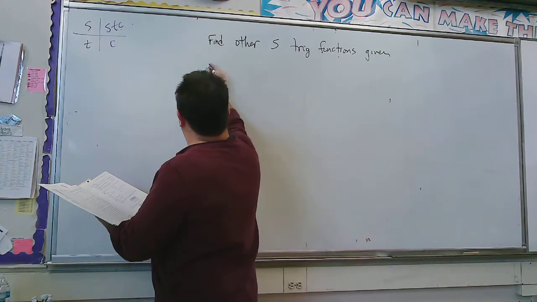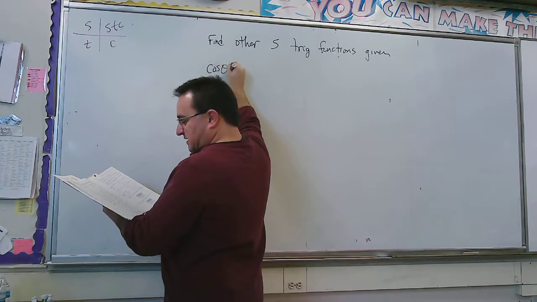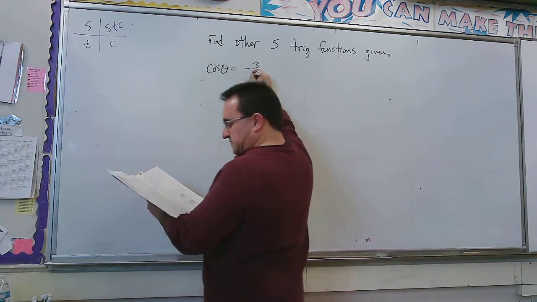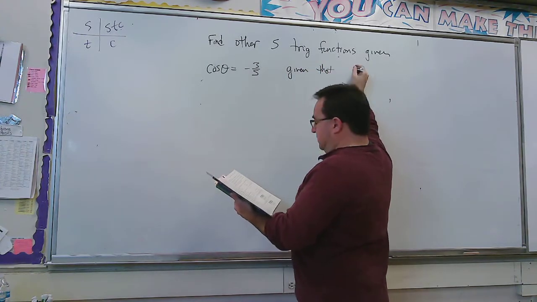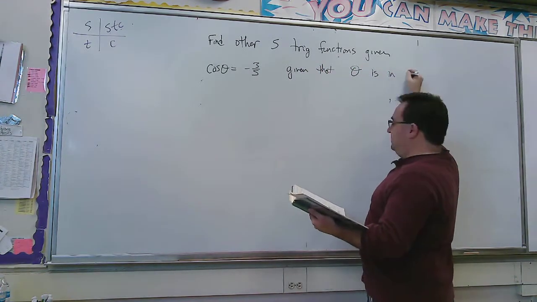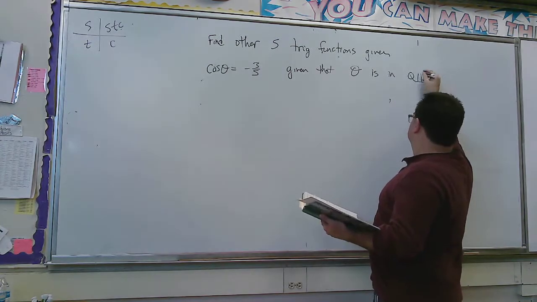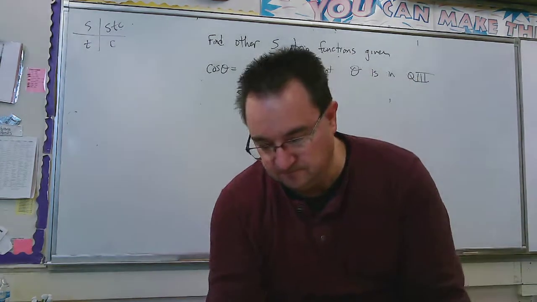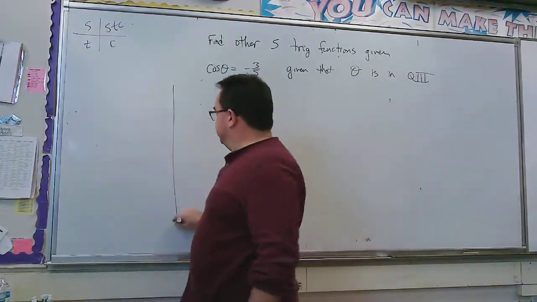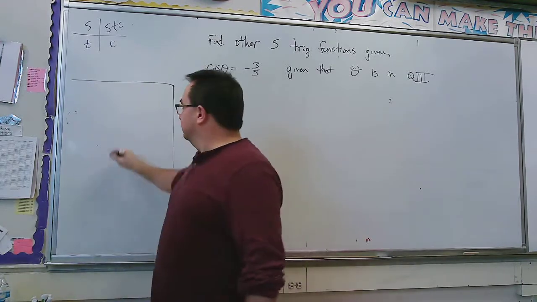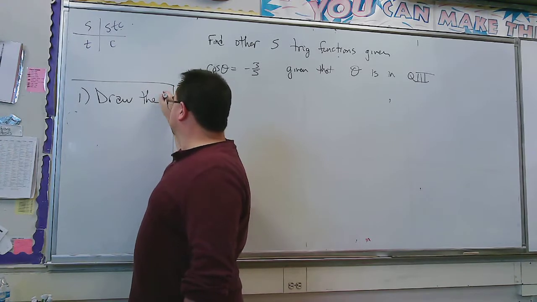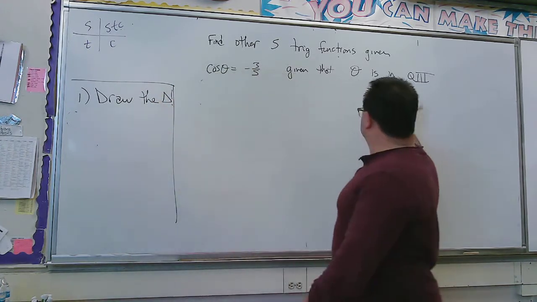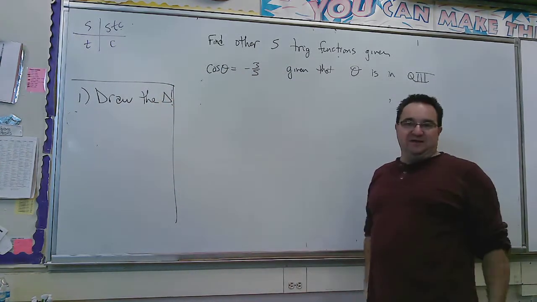So here's an example. Cosine theta is minus 3/5, given that theta is in quadrant 3. Okay. How do you do these problems? 1, draw the triangle. So you see those words? You've got to draw it.